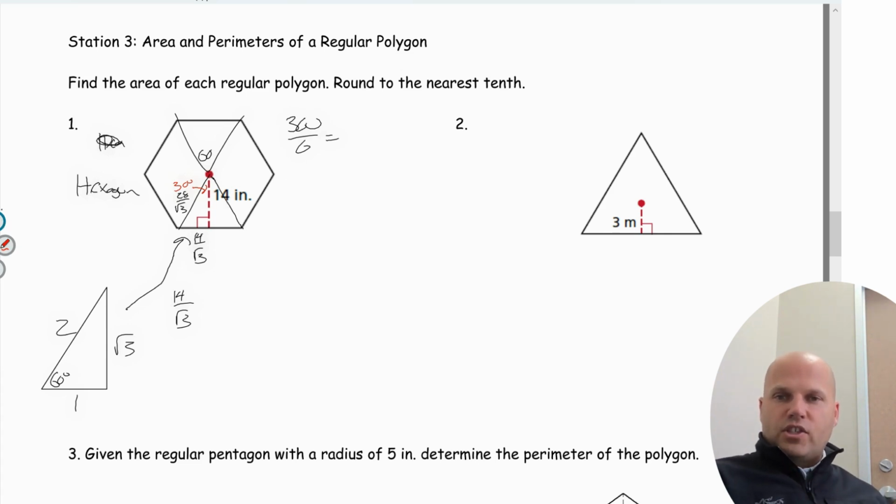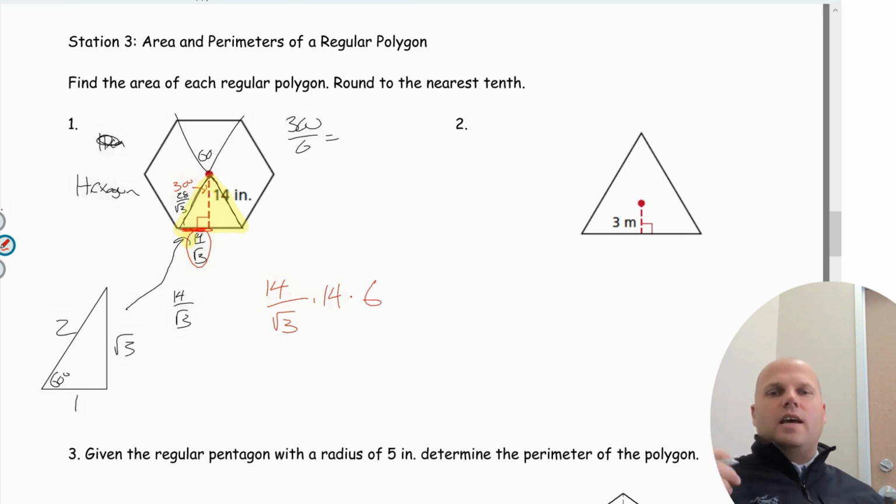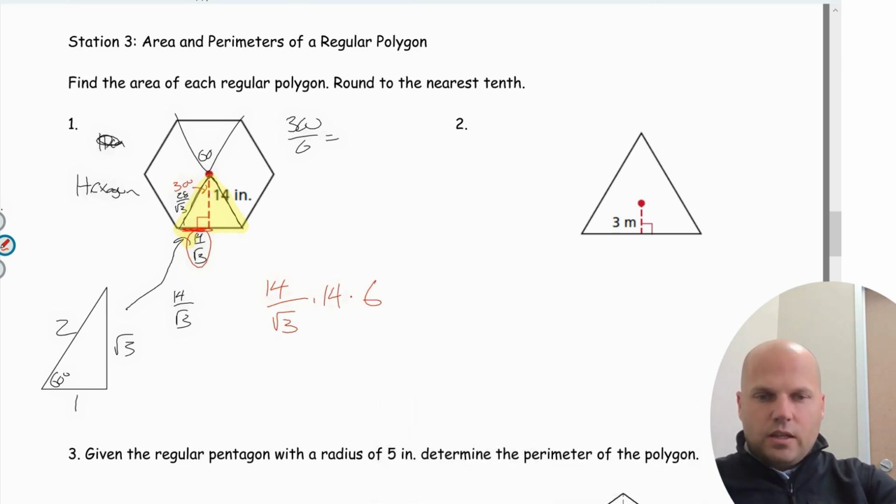We want 6 of these triangles. These triangles' area is 1/2 of the base times the height. Well, this is half of my base. So this is half of my base times my height, and I need 6 of them. This gives us our answer in a calculator-ready form, which I like.